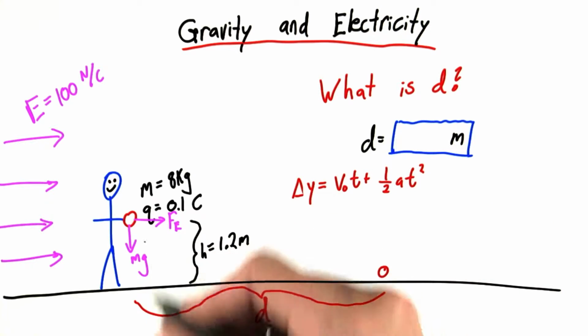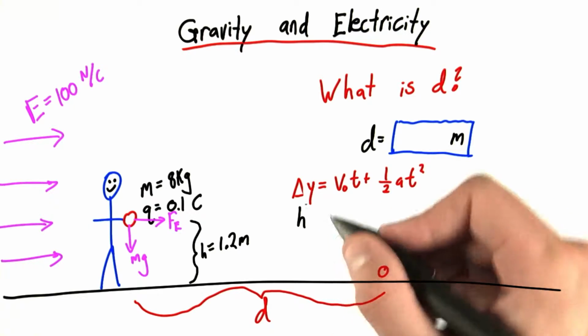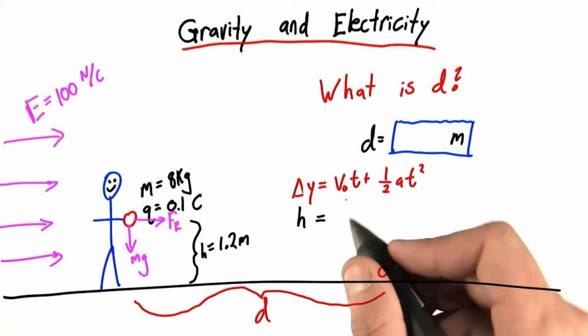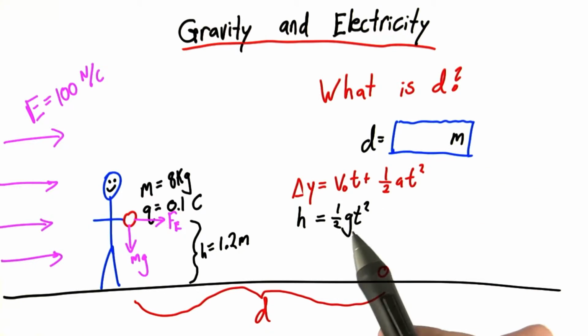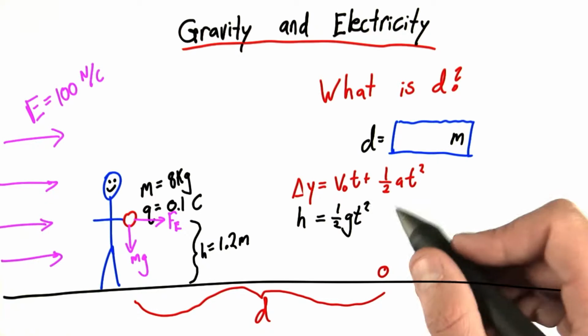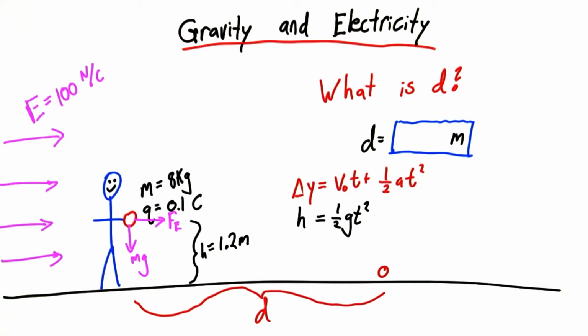Well, I know that delta y, the total distance the ball moves, is just h. And the ball starts at rest, so I can ignore this term. That just leaves me with this, 1/2 gt squared. Remember, instead of a, I wrote g, the acceleration due to gravity.